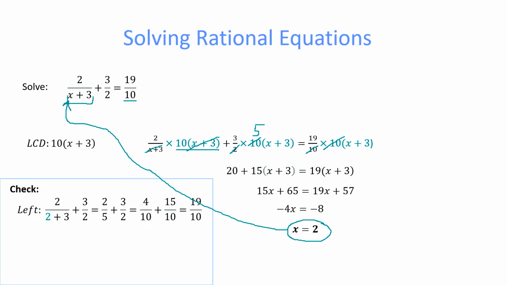When we do the check, we first do the left side. We substitute 2 over here, do some fraction addition, and at the end we get 19 over 10. And what do we have on the right side? On the right side we have exactly 19 over 10. So the left side equals the right side, and we have checked that our answer x equals 2 is correct.